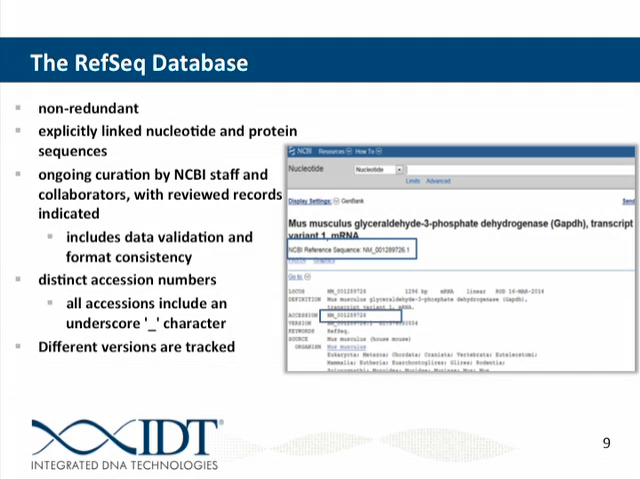The RefSeq database is a good place to get your sequence information. It is non-redundant, explicitly links nucleotide and protein sequences, and these sequences have ongoing curation by the NCBI staff and collaborators with reviewed records. These different data validations are tracked and ensure accuracy and format consistency. And so these have distinct accession numbers. All of them will include an underscore character. And then, again, you can access the different versions that have been tracked, so you can go back and look at previous accession numbers for these same genes.